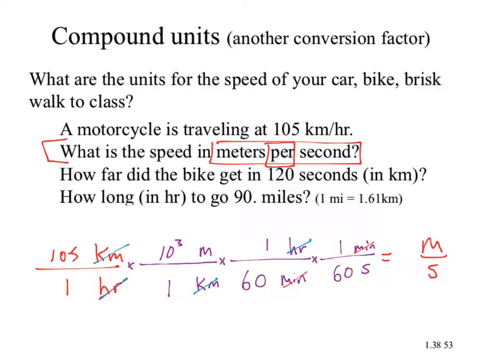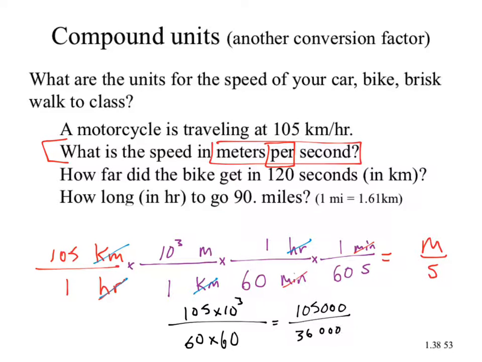Now that my units have told me where everything goes, it's a question of entering it into the calculator correctly. My recommendation is I would take 105 times 10 to the third, divided by 60 times 60. Where did all my units go? I did the unit work already. I don't care about it anymore because I know the units are lined up. 105 times 10 to the third, my calculator tells me it's 105,000. 60 times 60, the calculator tells me it's 3,600. Now I'll enter into the calculator 105,000 divided by 3,600, and I'll get my answer.